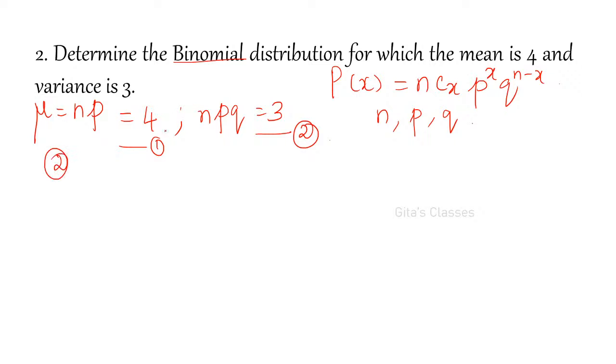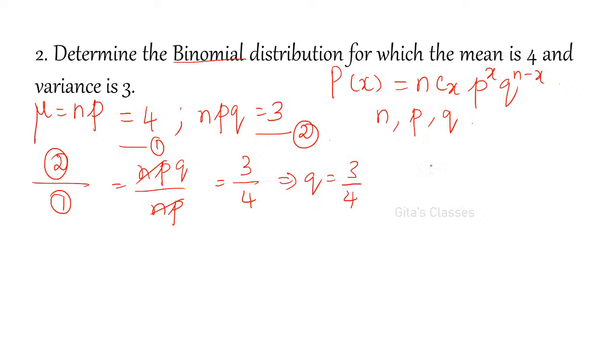Now I want 2 by 1. Divide 2 by 1. What will you get? npq divided by np. np and np will get cancelled. You will be getting q here, and right hand side it is 3 by 4. That implies q is equal to 3 by 4. What do you know in binomial distribution? p plus q is equal to 1. Therefore p is equal to 1 minus q, that is 1 minus 3 by 4, it is 1 by 4. Now we have found out p and q.